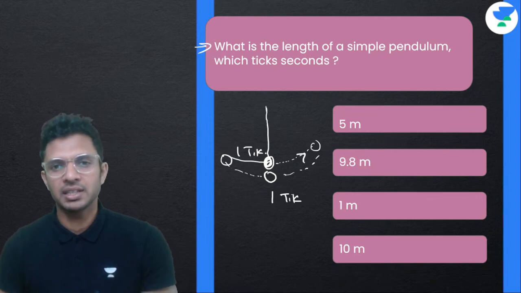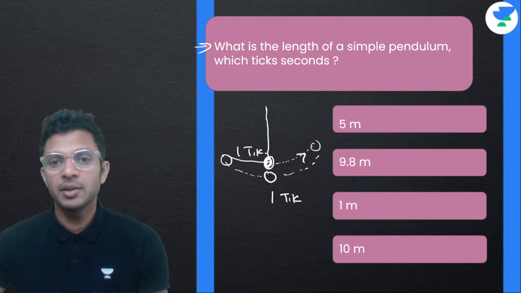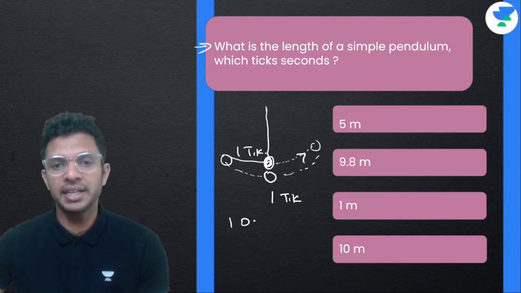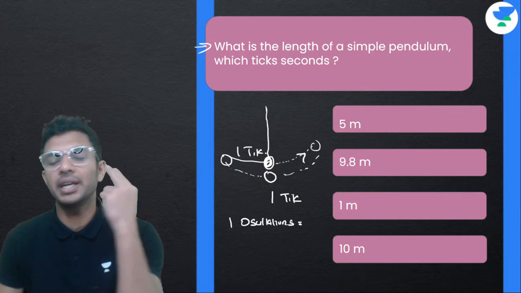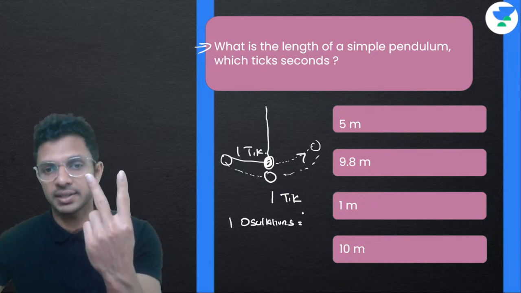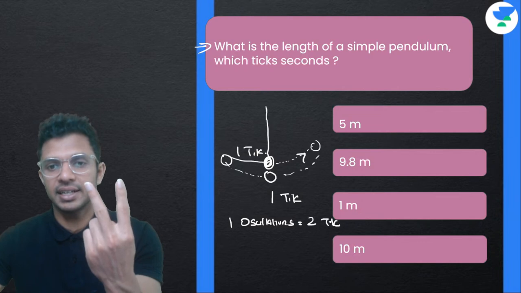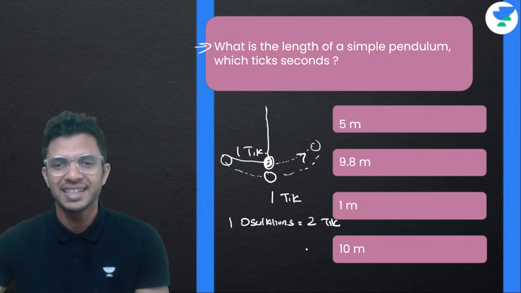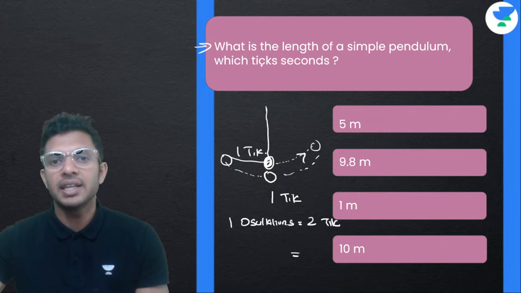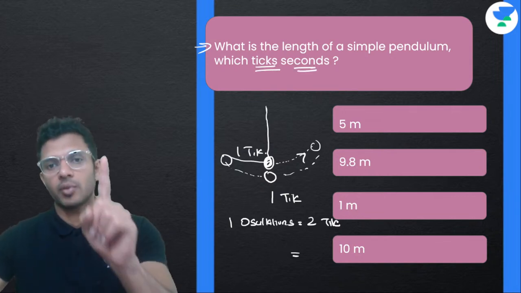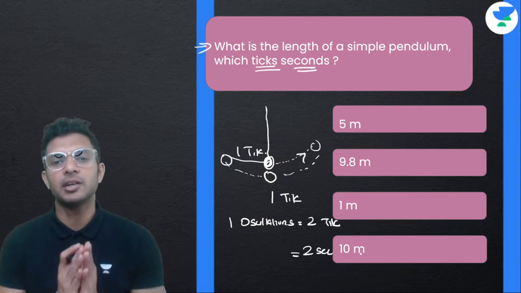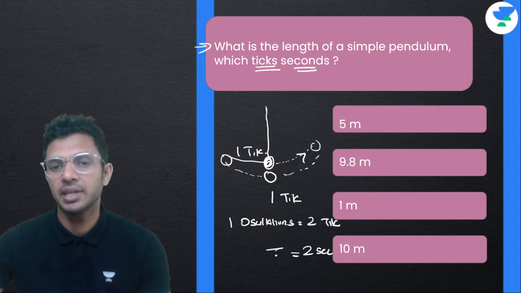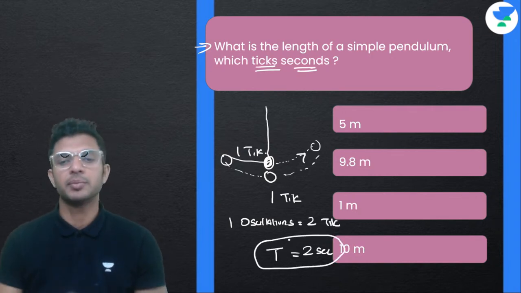Theek hai, which means in one complete oscillation, how many ticks will there be? Bata de, if the simple pendulum makes one complete oscillation, how many ticks will you hear? You will hear two ticks, tick tick. Now it is given that one tick takes 1 second, so two ticks will take 2 seconds. Matlab the time taken for one oscillation is 2 seconds. Iska matlab ye ki the time period of this particular pendulum is 2 seconds.